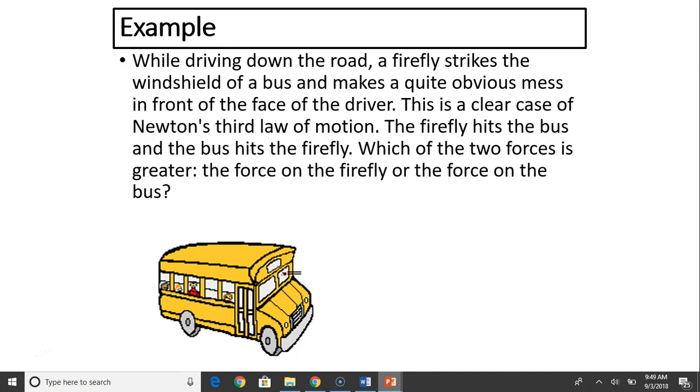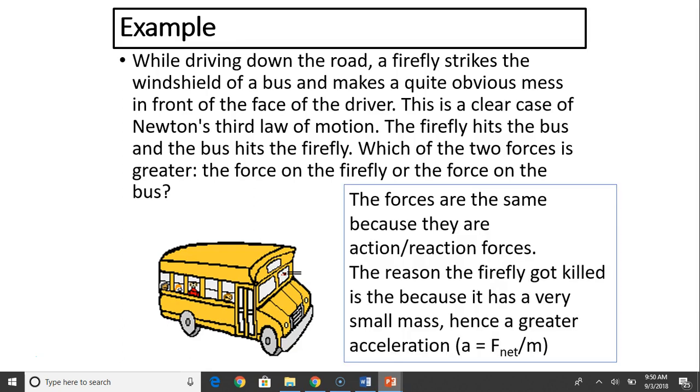Another example, while driving down the road, a firefly strikes the windshield of a bus and makes a quite obvious mess in front of the face of the driver. This is a clear case of Newton's third law of motion. The firefly hits the bus and the bus hits the firefly. Which of the two forces is greater, the force on the firefly or the force on the bus? So, since this is action-reaction force, so they have to be the same. But how can you explain the firefly got killed but nothing happens to the bus?